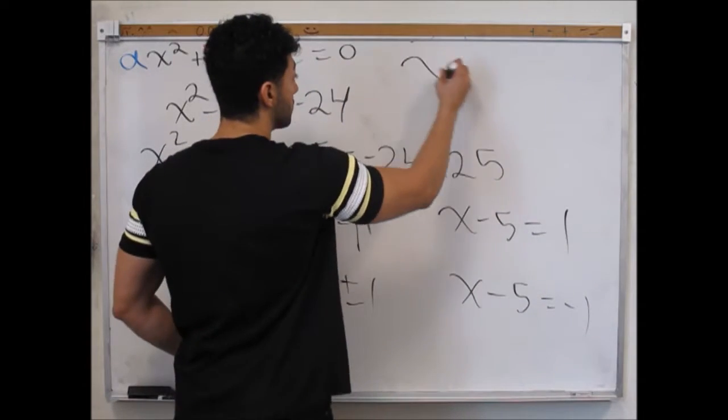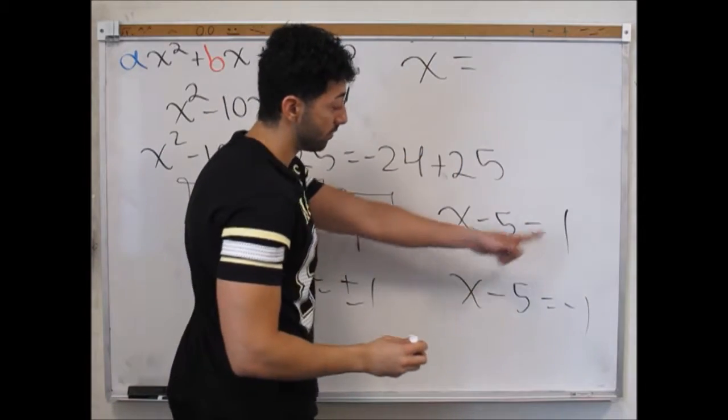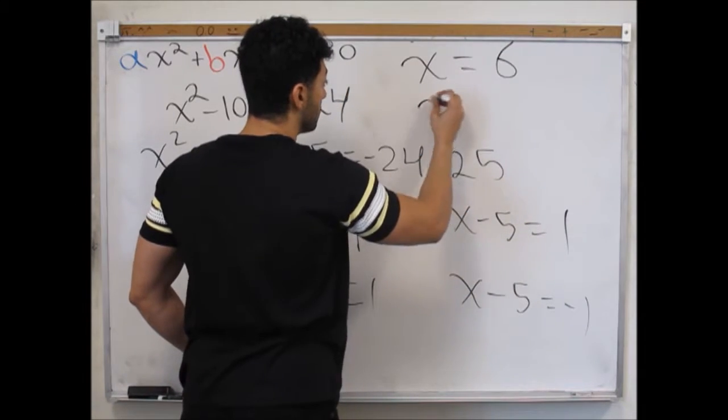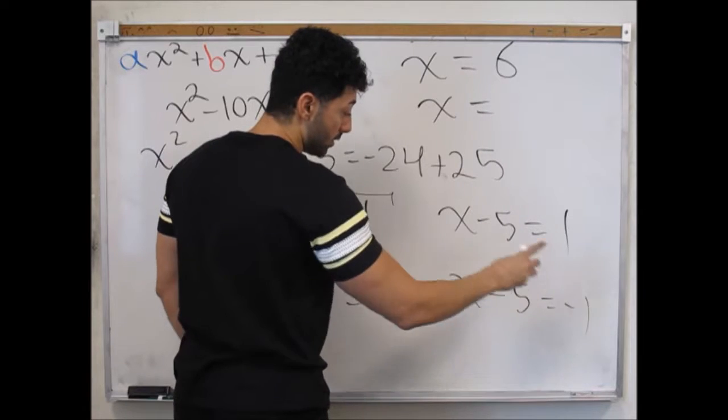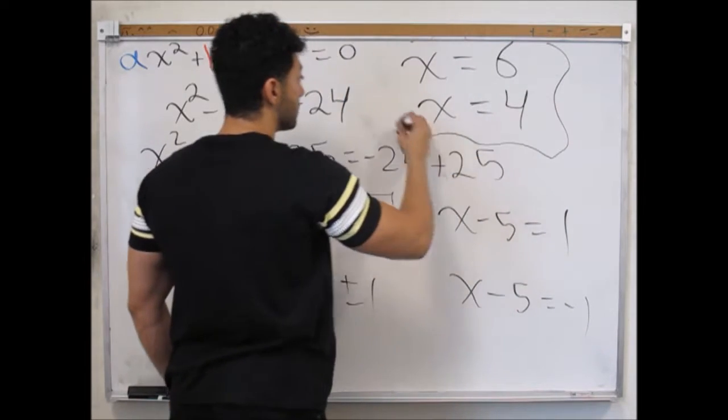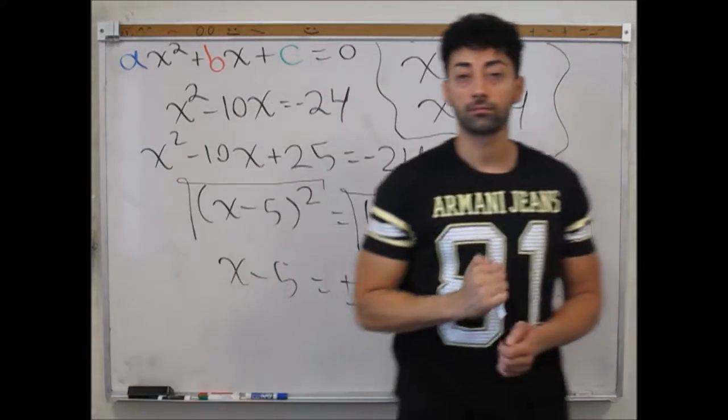So our two solutions turn out to be x equals, add the 5 over for both, so you get a 6, and you get a 4. So this is it for the second one.